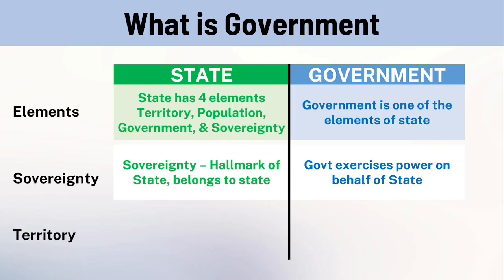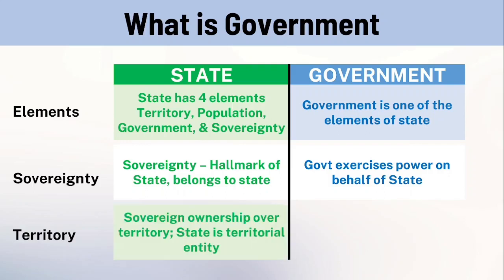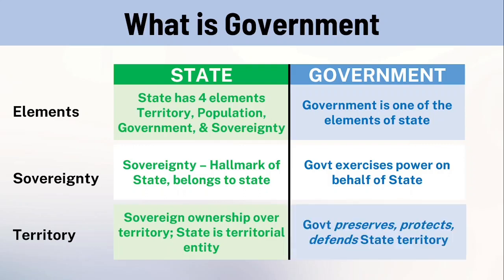On the basis of territory, the state has sovereign ownership over territory, as state is a territorial entity, whereas government preserves, protects, or defends state territory. It doesn't have sovereign ownership over it, as the state has it, whereas government is just an element of the state.